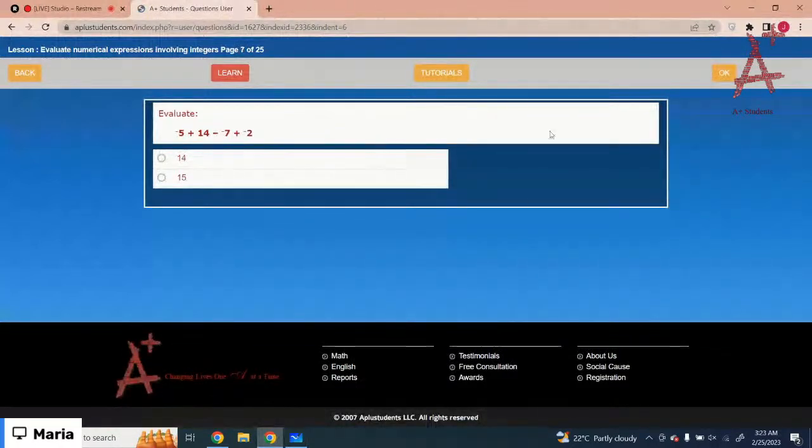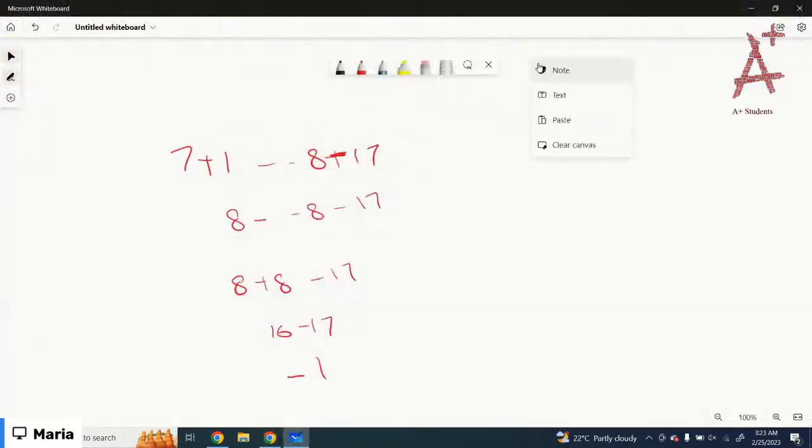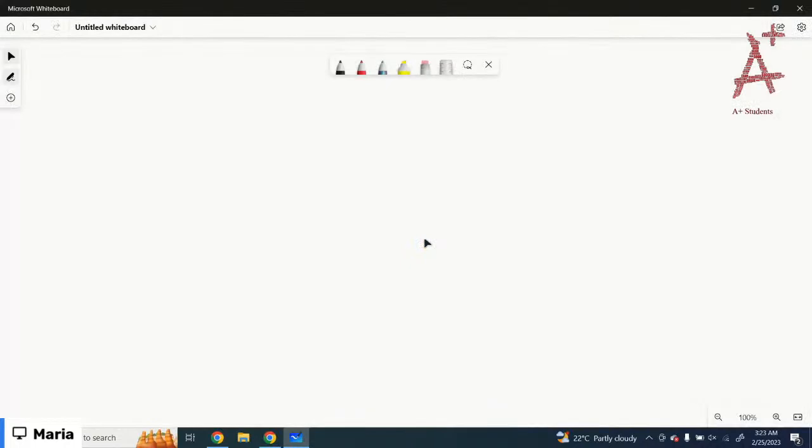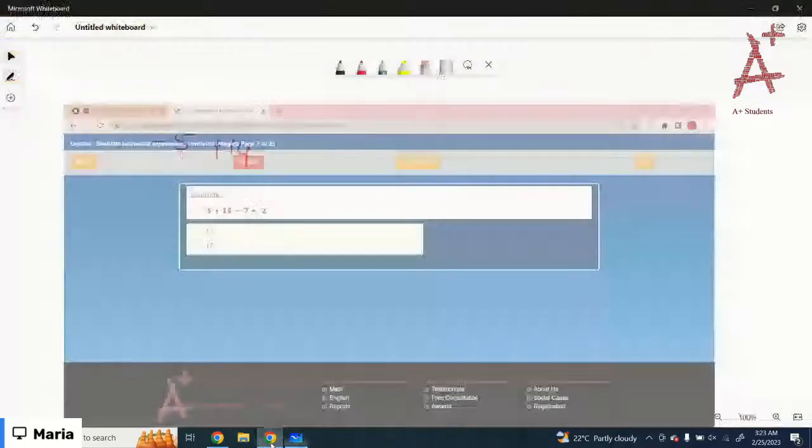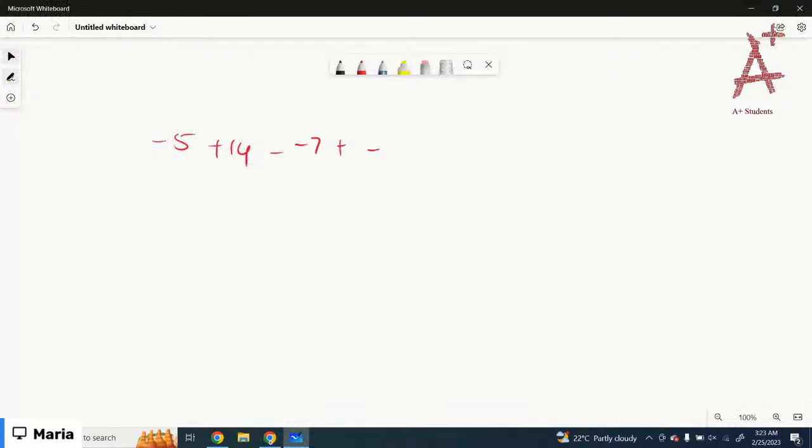Okay, the next one is negative 5 plus 14 minus 7 and plus minus 2. So you have to start with negative 5 plus 14. So 14 take away 5 is 9. 9 minus 7 plus minus 2. So subtracting a negative integer is same as adding. You have to do 9 plus 7. Got it? 9 plus 7 is 16, and 16 minus 2 equals 14. Got it? So the correct option is 14.